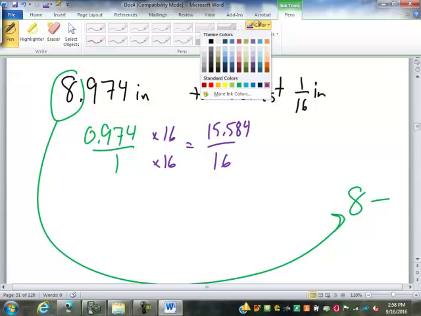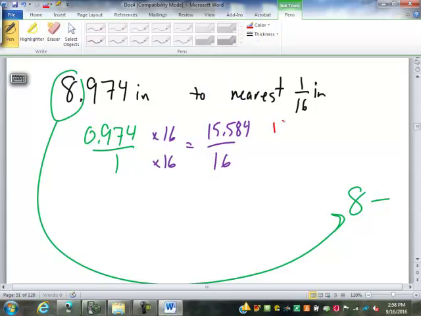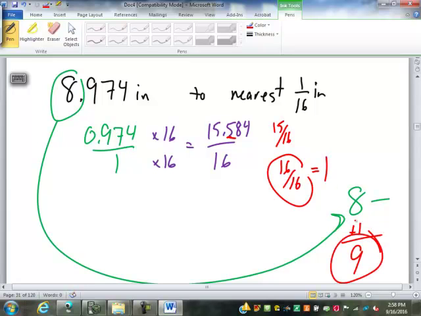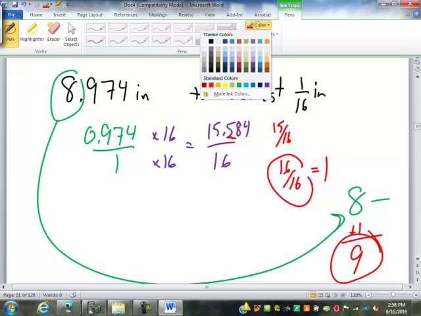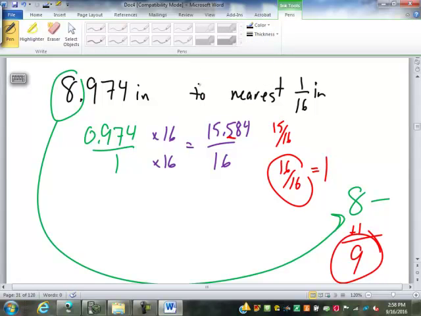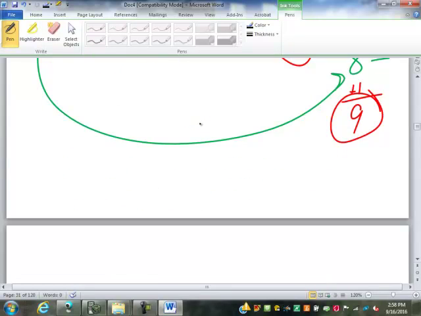Now that is telling us this is between 15/16 and 16/16. It's closest to 16, right? That's a 5, so we're on 16, which means that's just 1. So this gets rounded up to 9 complete inches. To the nearest 16th, that's closest to 9 inches. How many of you had that one? Good deal.